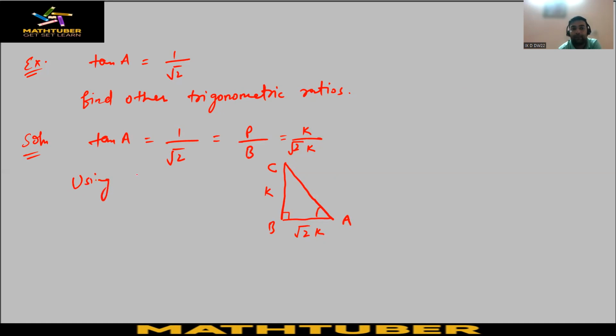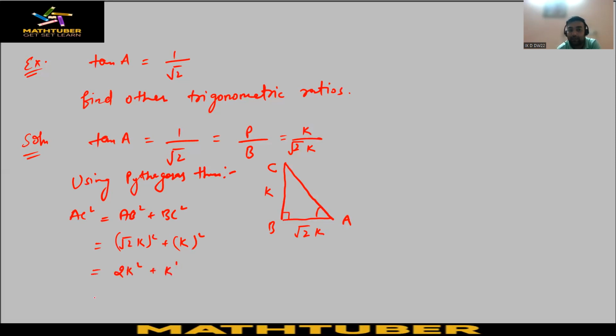So using Pythagoras theorem, you will get AC square is equal to AB square plus BC square, which is equal to root 2K square plus K square, which is equal to 2K square plus K square, which is equal to 3K square. So AC will be equal to under root 3K, which means that the value of hypotenuse is under root 3K.